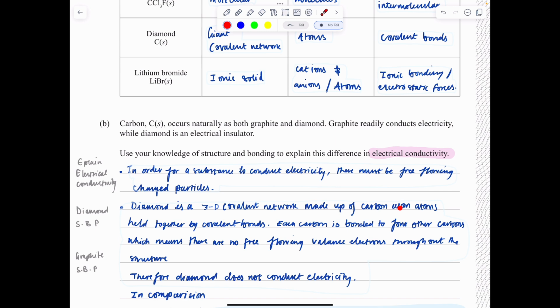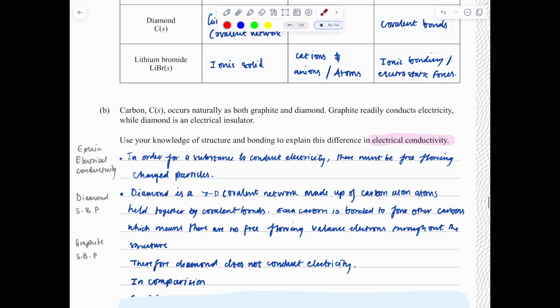Don't know why I wrote atoms twice, but that's all right. Atoms held together by covalent bonds. So I've talked about the structure, and I've talked about what it's made up of and the forces or the bonding between what it's made up of. Each carbon is bonded to 4 other carbons. So carbon only has the max capacity to form 4 bonds, no more than 4.